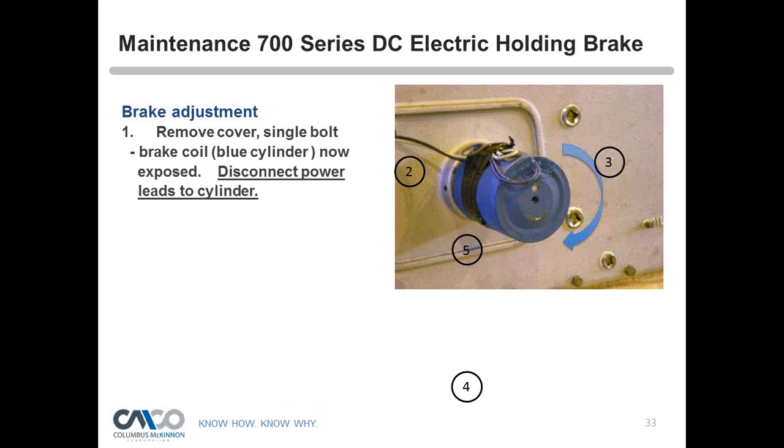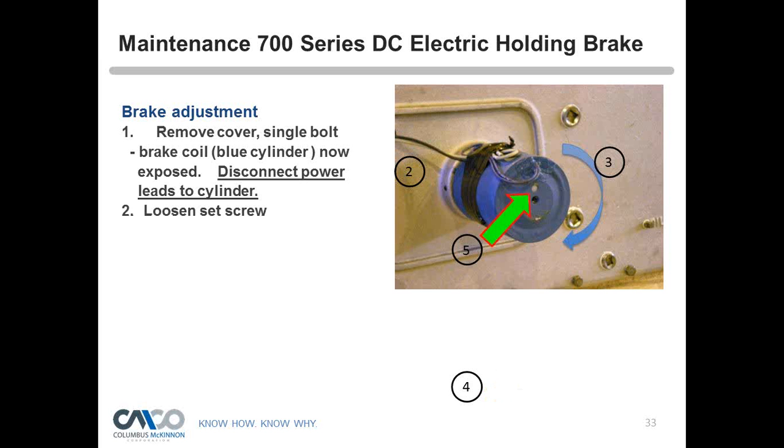So you remove that cover. There's a single bolt in the cover, and what that'll expose is this blue cylinder. I call it the blue can, but it's fairly heavy. It probably weighs a good 20 pounds, maybe a little less than that. So you want to disconnect your power, obviously, lock out, tag out, and then disconnect your leads.